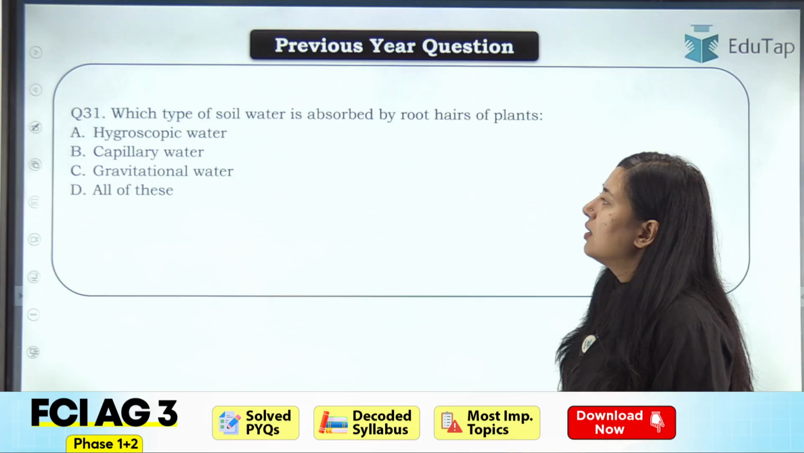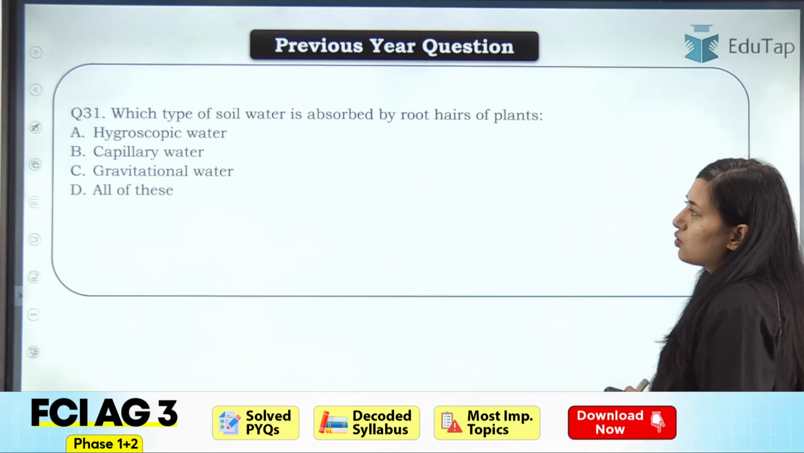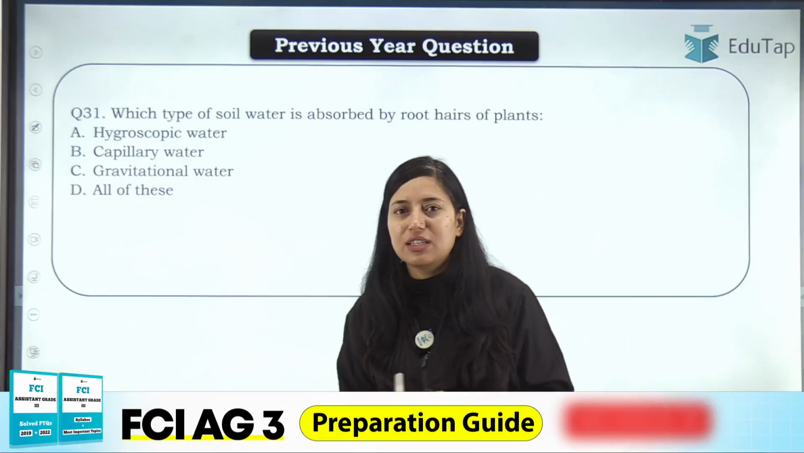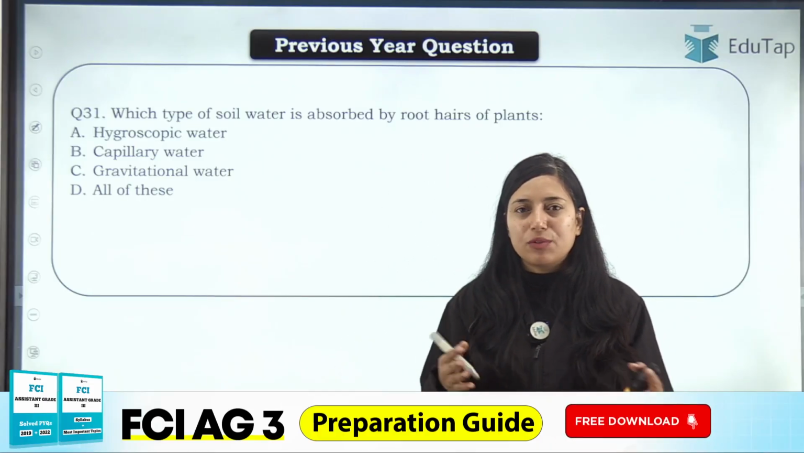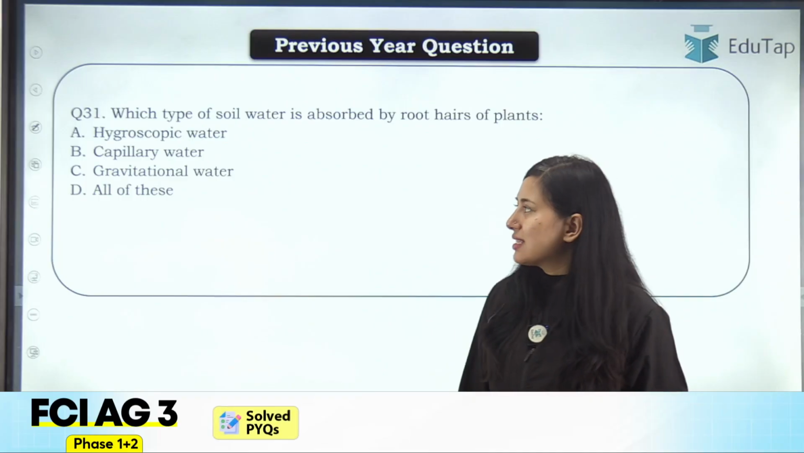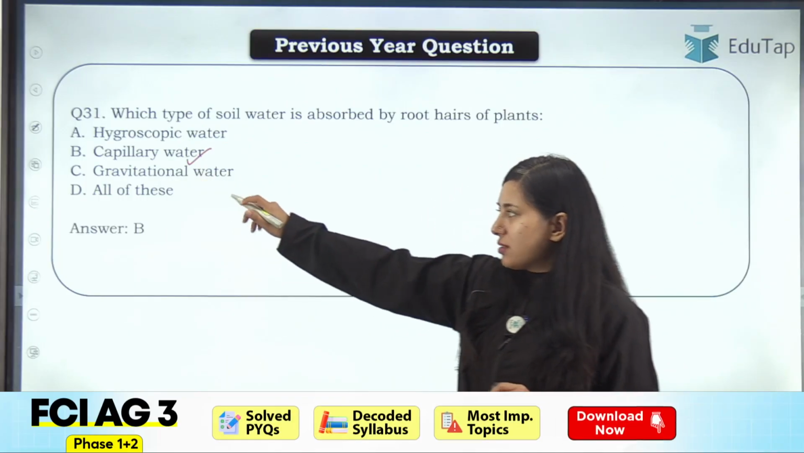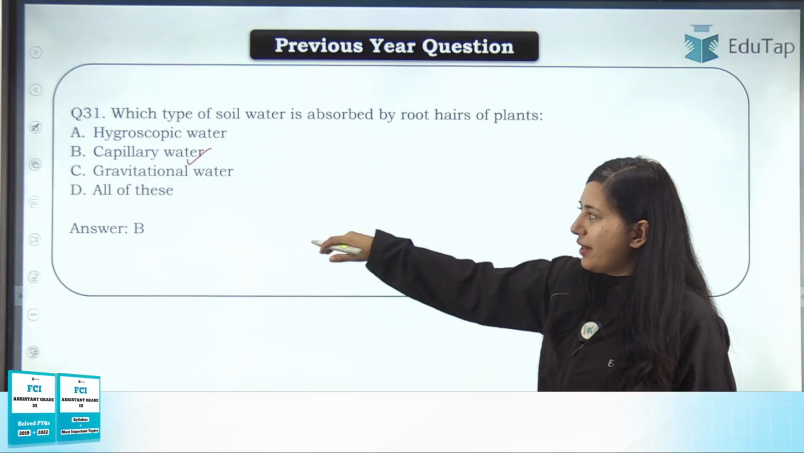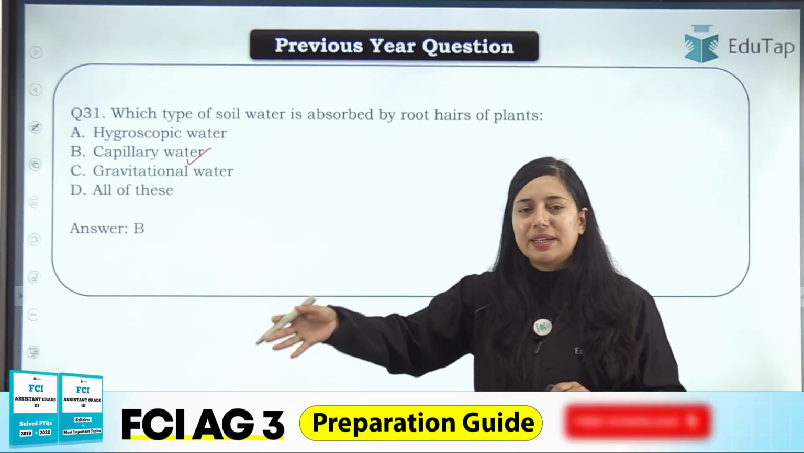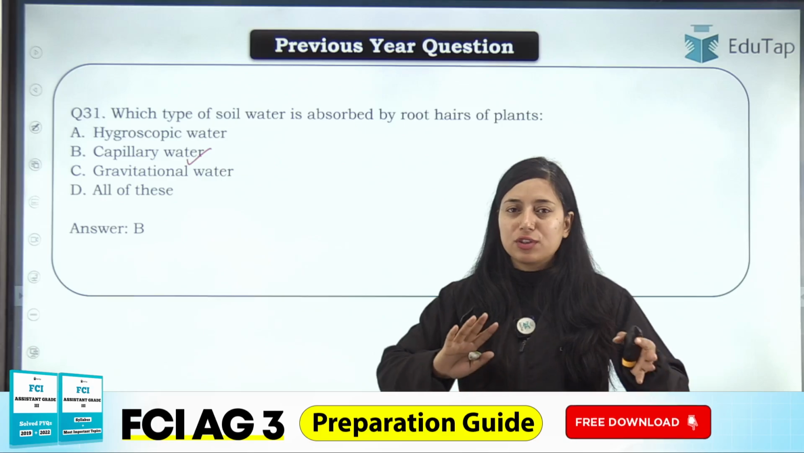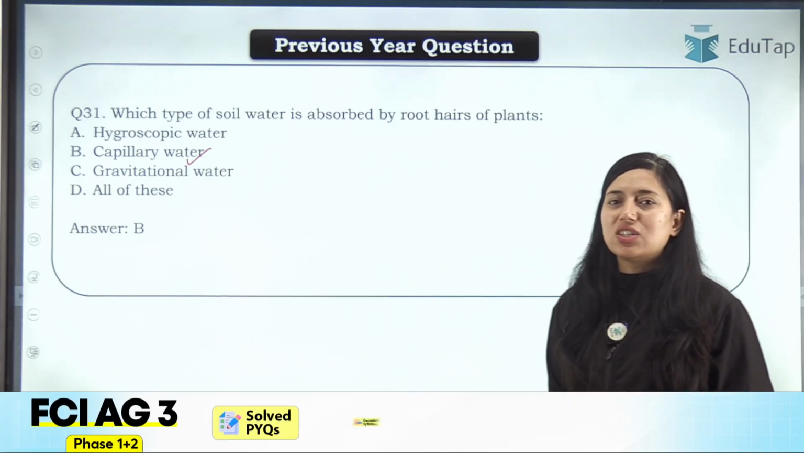Next is, which type of soil water is absorbed by the root hair of a plant? So you have been given a list of different types of water that are found in soil. So which water is absorbed by the plant? So it is capillary water, right? So students, we have different types of water in the soil, right? Field capacity, gravitational water, capillary water, hygroscopic water. ये भी आपने पढ़ना है. Though soil is not now part of your syllabus, still, if you have this general idea, that will be good for you.